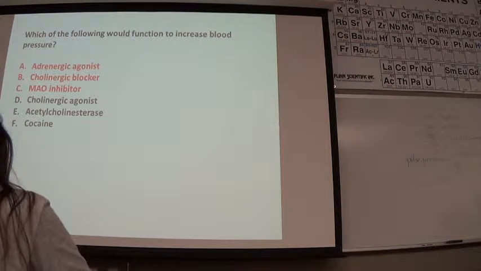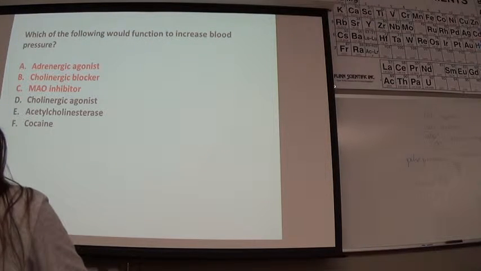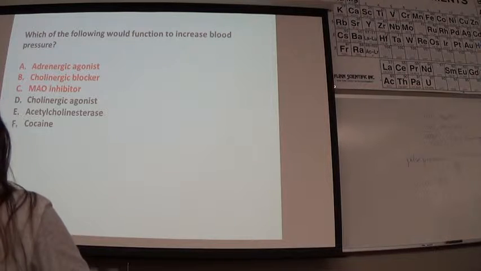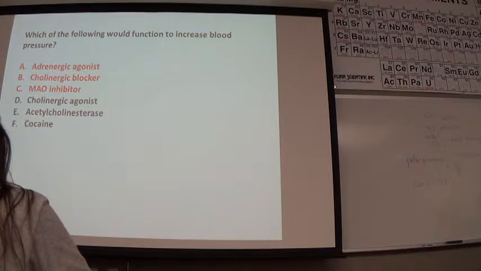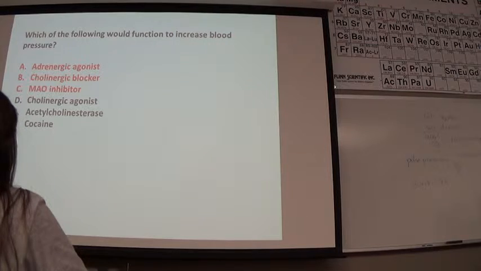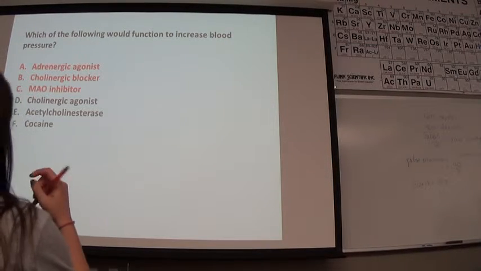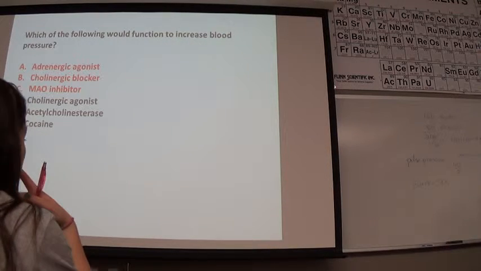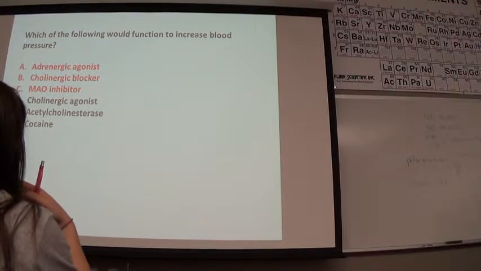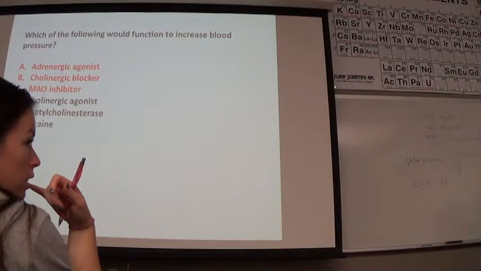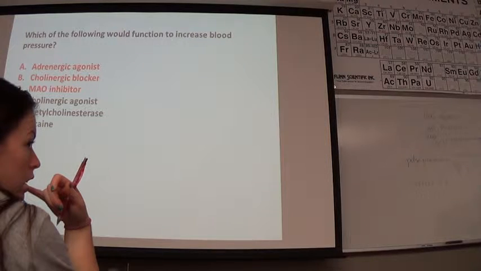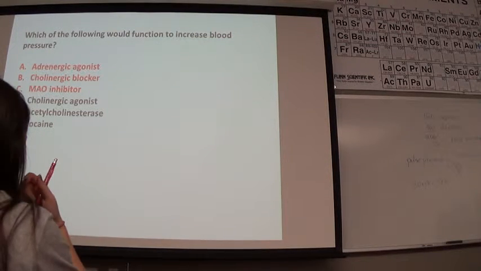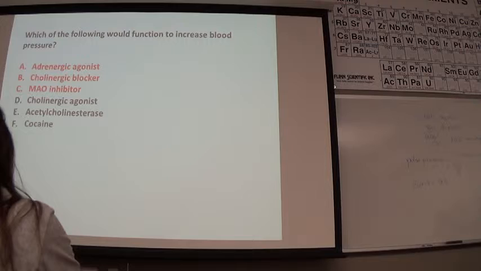MAO inhibitors, we don't usually use these for heart disease, but they can have heart side effects. MAO inhibitors are used for psychiatric issues, and MAO is monoamine oxidase, which inhibits the breakdown of what neurotransmitter? Epinephrine and norepinephrine. It's also serotonin, but norepinephrine is a monoamine, so we're going to end up with more norepinephrine in the synaptic cleft. So it's like giving somebody more norepinephrine.